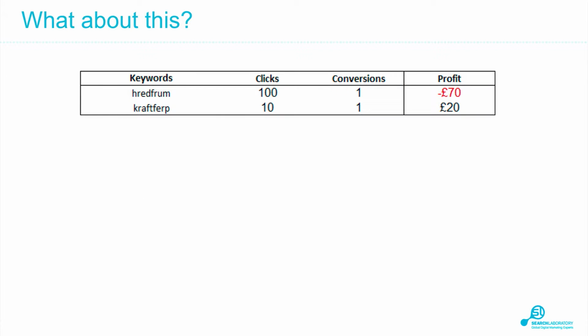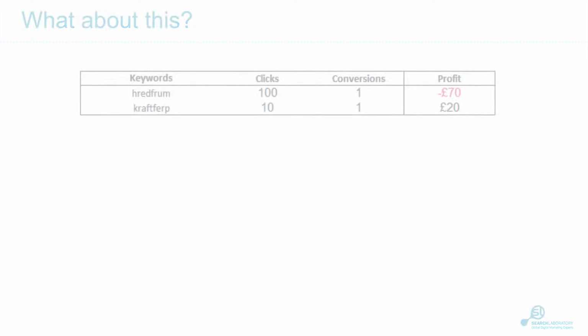I've got two other keywords now. So these are also Klingon keywords. The top one has had 100 clicks and 1 conversion. Again, same stats. That's cost us £100. The conversion has given us £30. So we are £70 down on that keyword. And then the second keyword is interesting. 10 clicks, 1 conversion, £20.